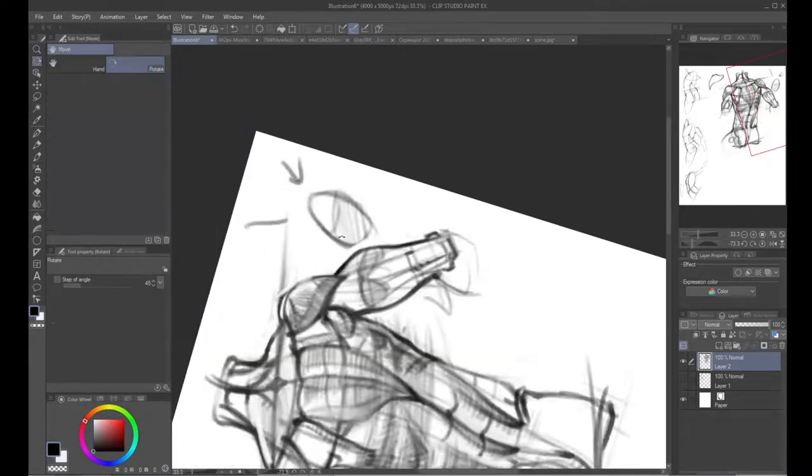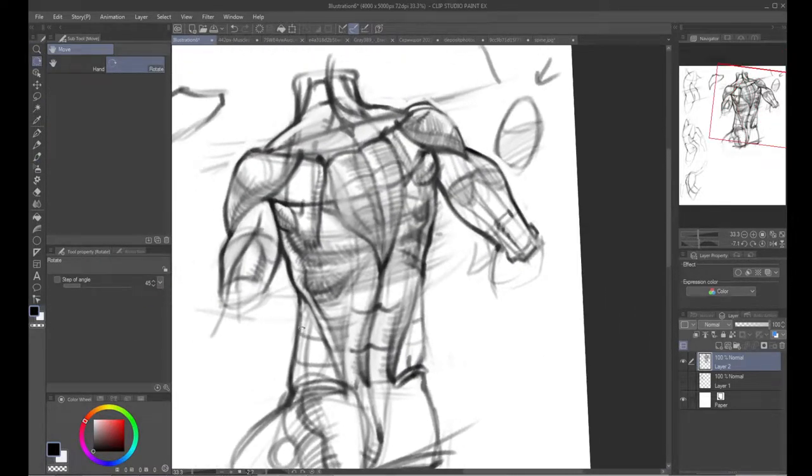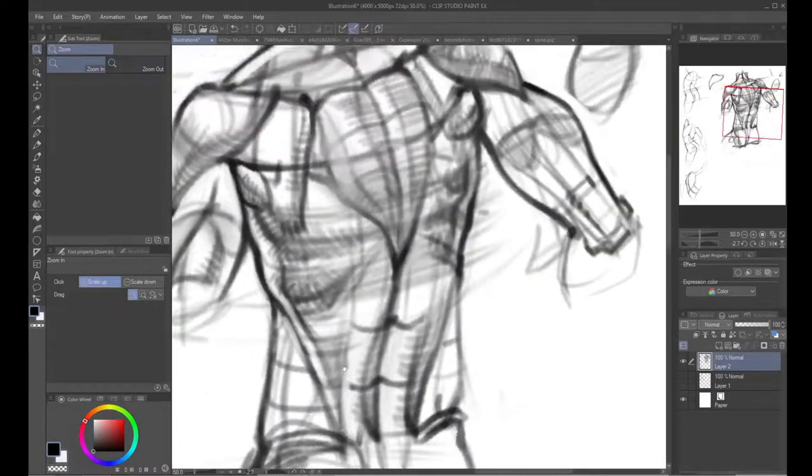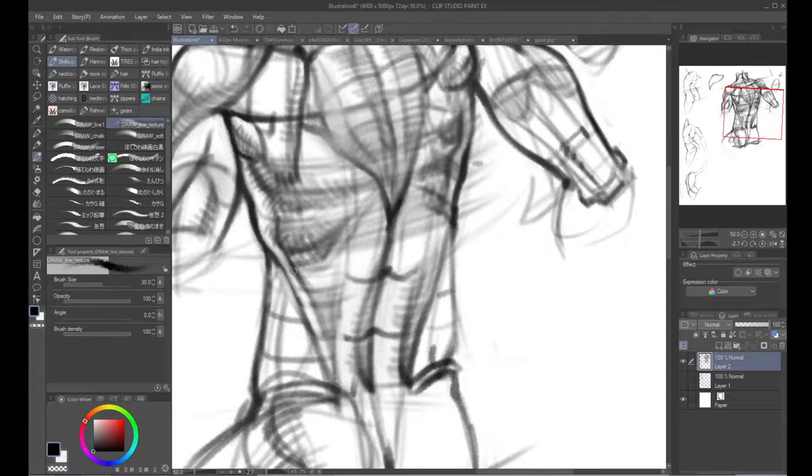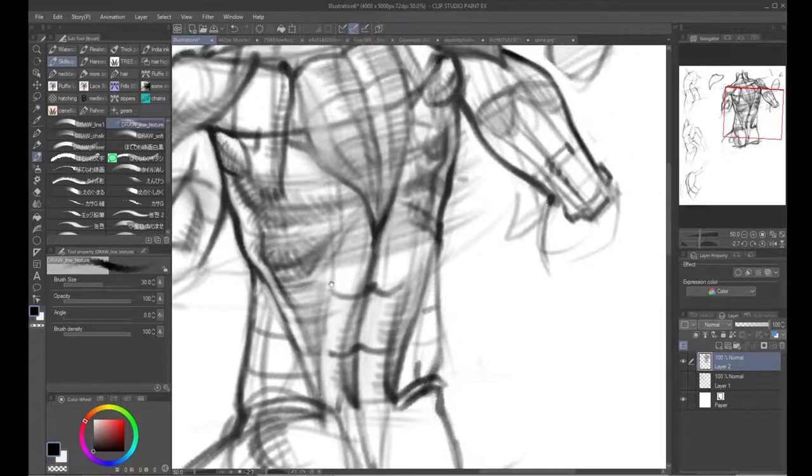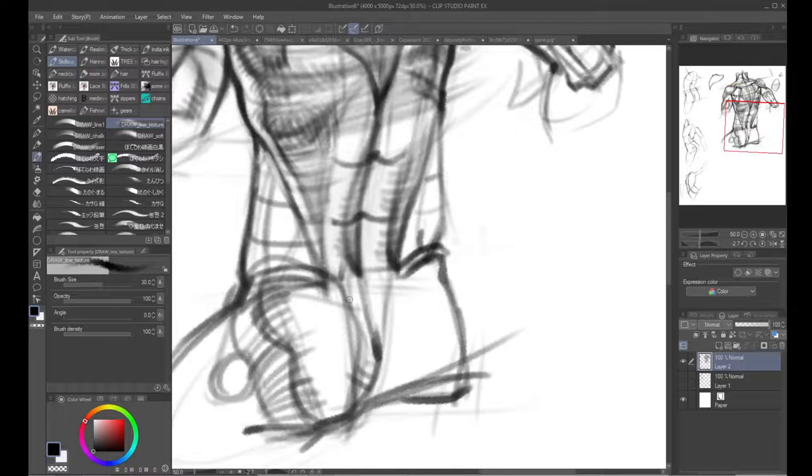Adding the line to make it pop out. And now we have the upper parts, not very well drawn, but defined, so it will be easier to work with later. Now let's go down and define the glutes.